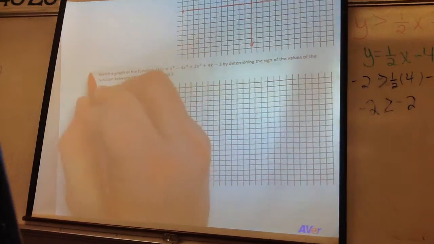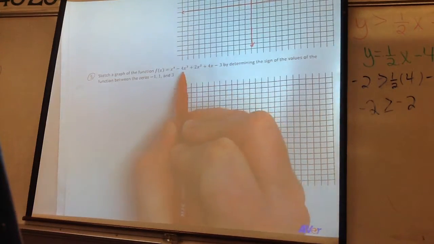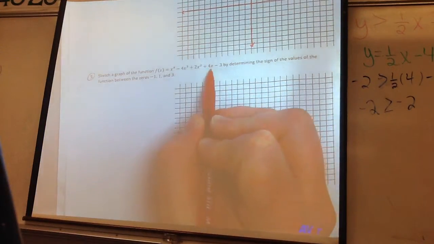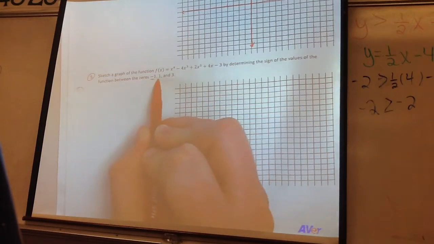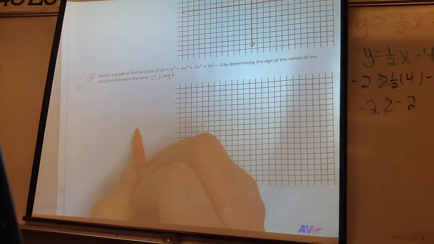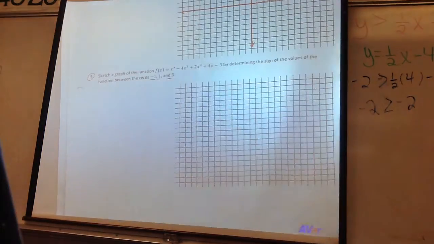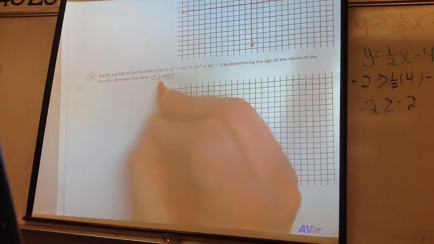On 5, you don't have to factor because you don't know how to factor that. But look, it tells you the zeros. It tells you that zeros means x-intercepts. It's the same thing. But this one, notice there's only 3 of them.